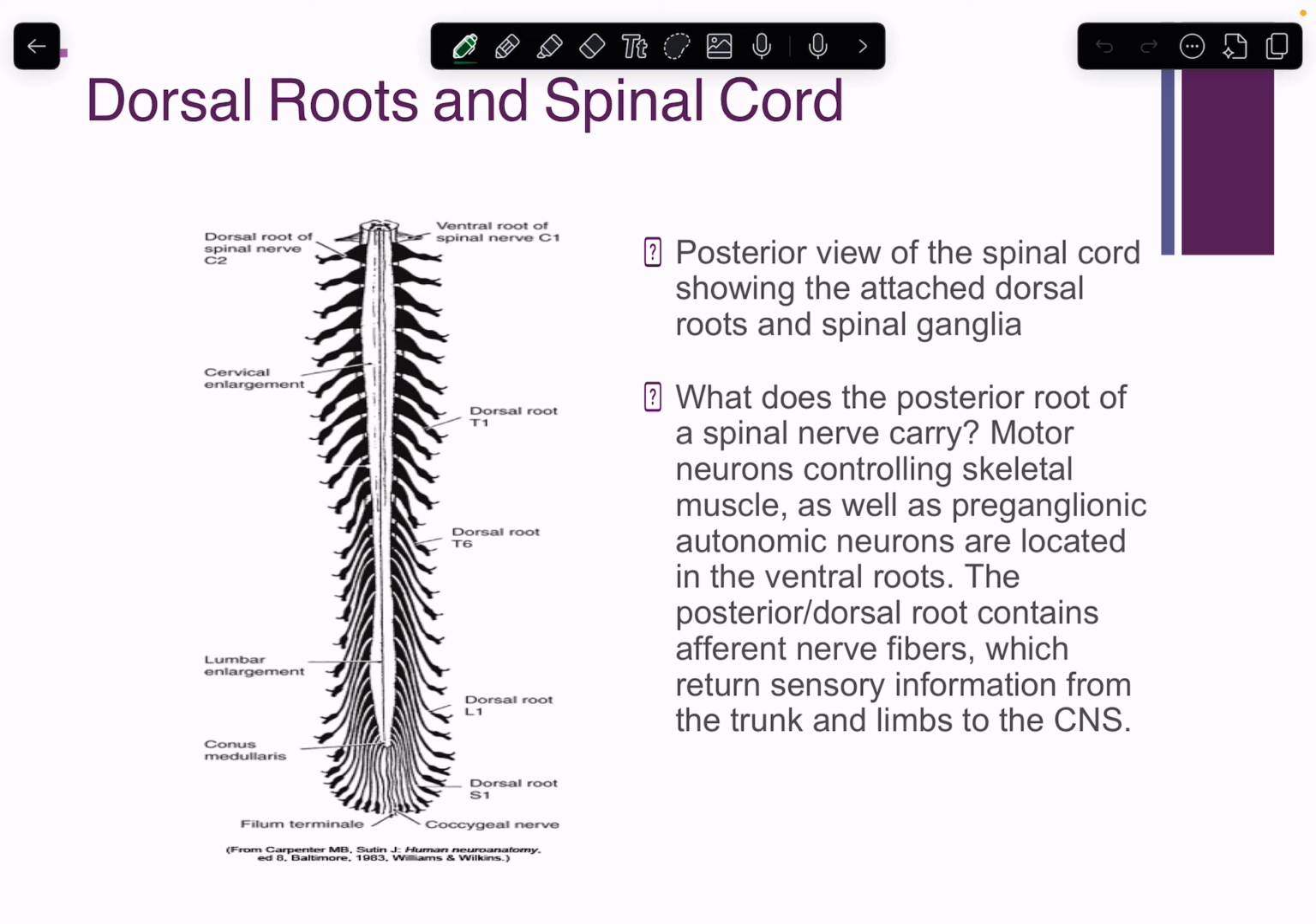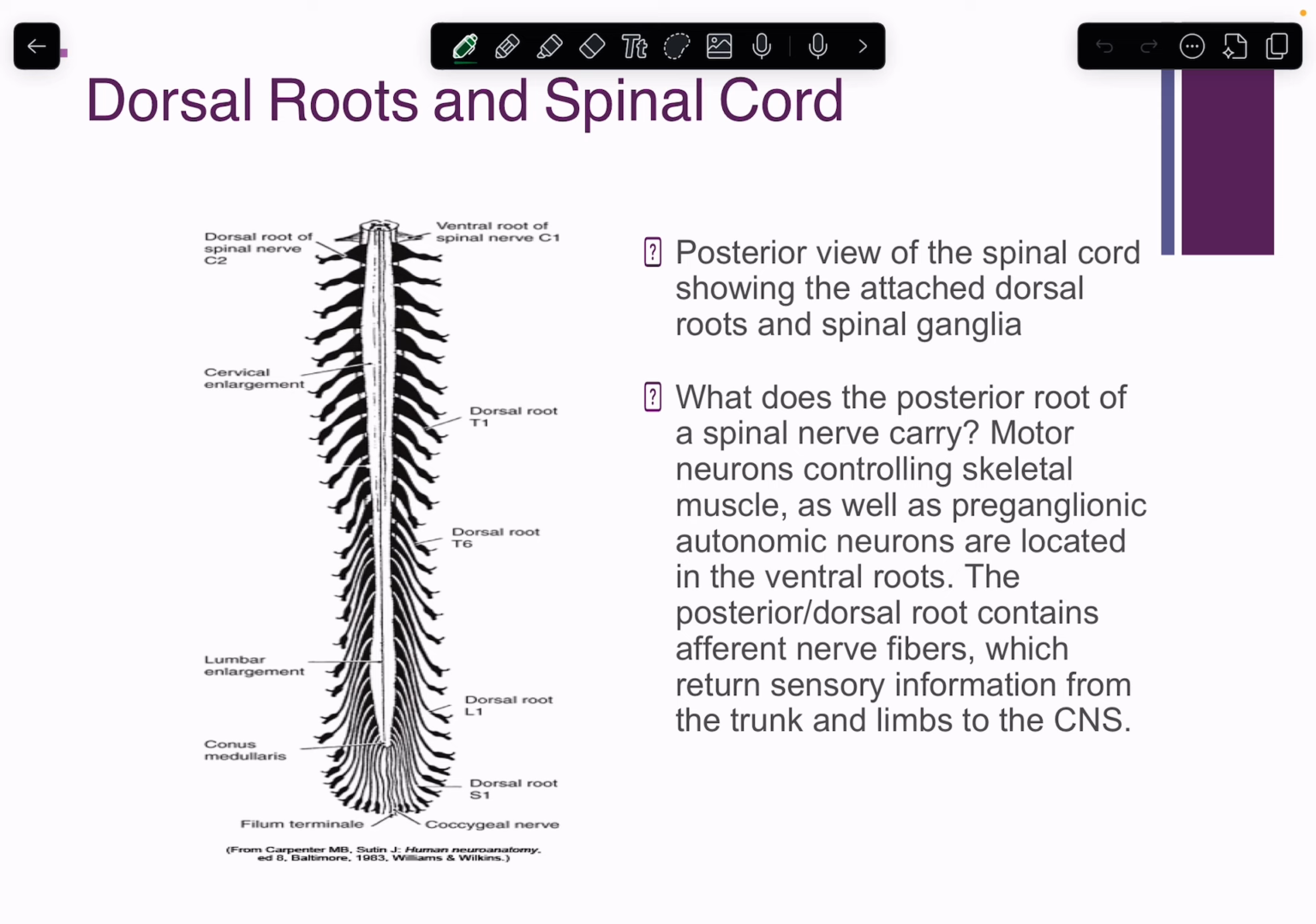The conus medullaris is located between L1 and L2 vertebral level in adults, and in children it's between L2 and L3. This is the point at which the solid spinal cord ends and it gives way to the cauda equina, which is a bundle of spinal nerves that continues downward.